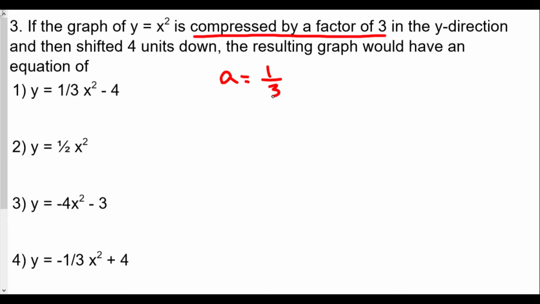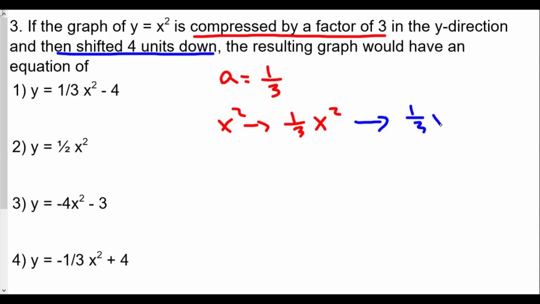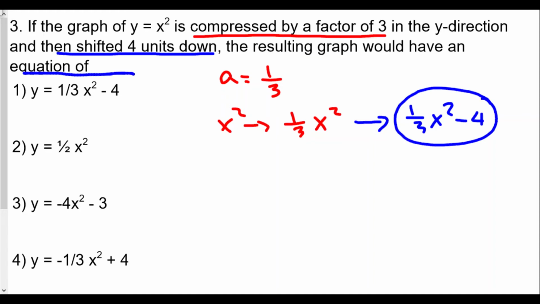So the very first thing we'd do is x squared would then become 1/3 x squared. And from there it says, then shifted 4 units down. Well, a shift of 4 units down is a vertical shift, and it's outside the x value. So we would then take this 1/3 x squared and subtract 4 because we're doing 4 units down. So the resulting graph would be the equation 1/3 x squared minus 4, which looks like choice 1. Y equals 1/3 x squared minus 4.